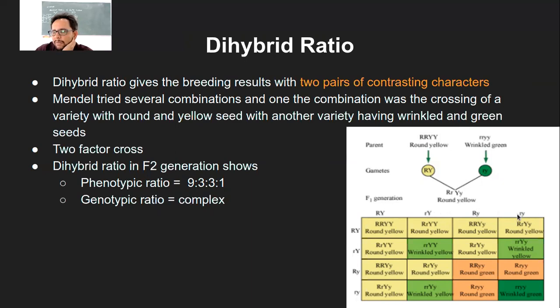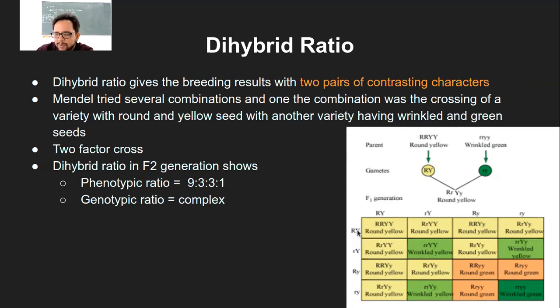So this way you get 4 gametes from one parent, and these 4 gametes from the other parent, which is the same again: RY, capital R, capital Y, capital R, capital Y. So they are the same here. And once you arrange these in the Punnett square in the columns and in the front of the rows, you get this possibility of 16 individuals or 16 offspring in the F2 generation.